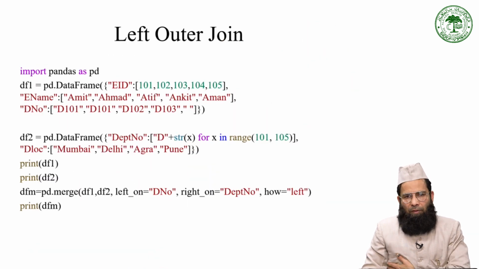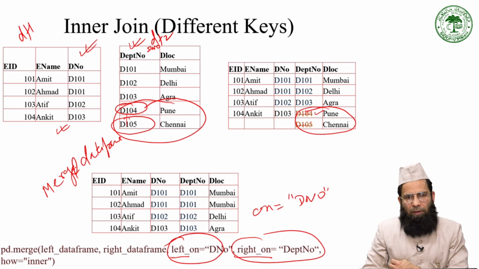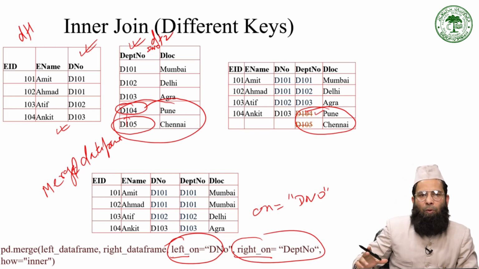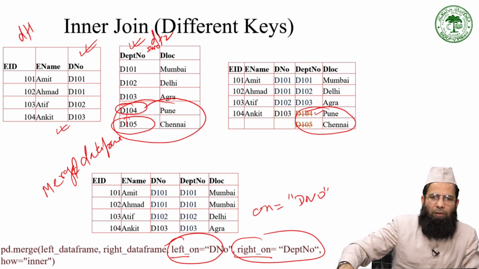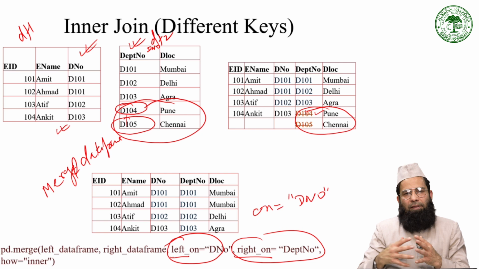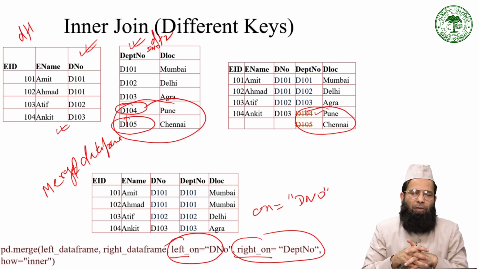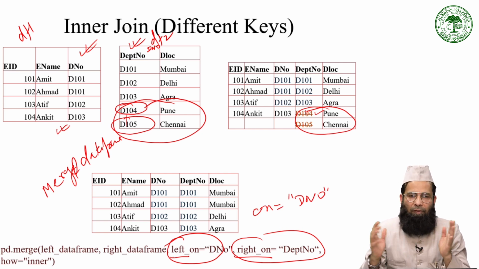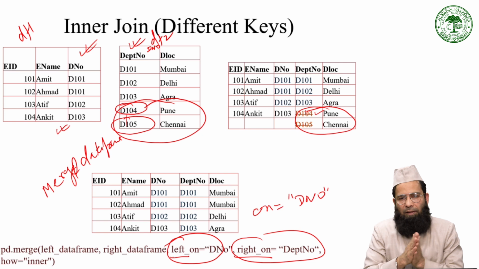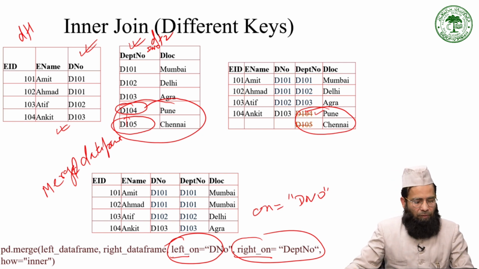So now let me come to the coding part of these inner join, outer join, left outer join and right outer join. How we are going to merge these data sets. So now I am going to Google Colab first.